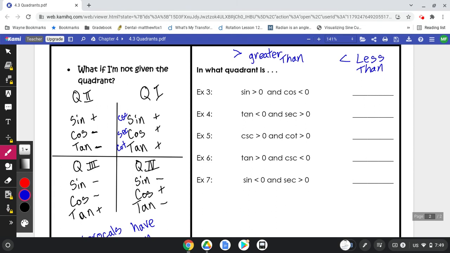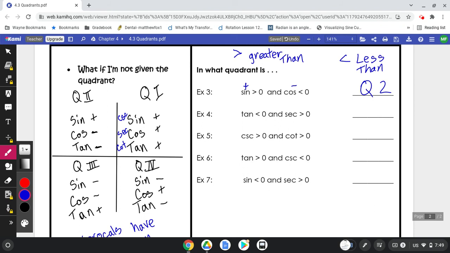So if we look here at this first one, it says sine is greater than 0. So another way to think about that is sine is positive. Meanwhile, cosine is less than 0, so cosine is negative. Where is sine positive and cosine negative? That only occurs at one spot, over here in quadrant 2. Plus, minus, so quadrant 2. I'm going to put Q2 just to show another way to write it. That means the same. If you use the Roman numerals or the number, it does not matter to me.